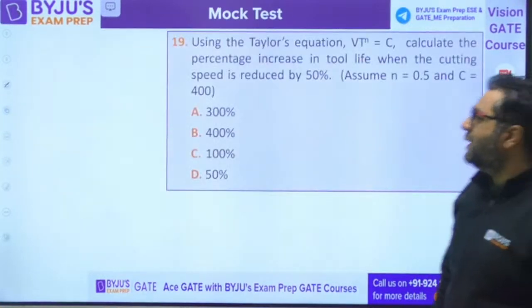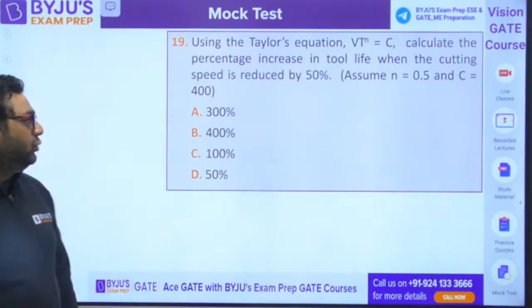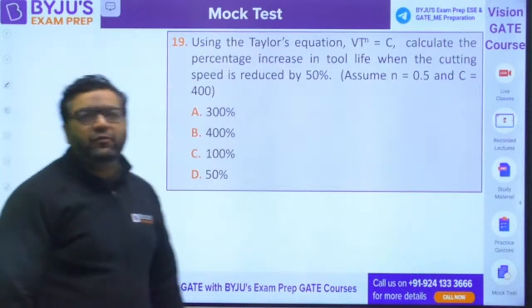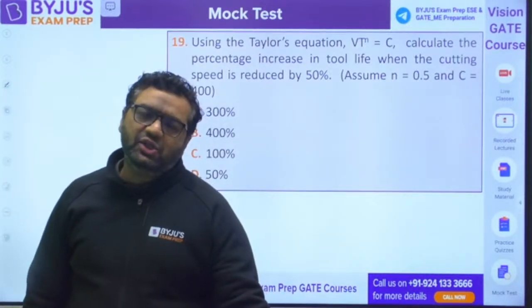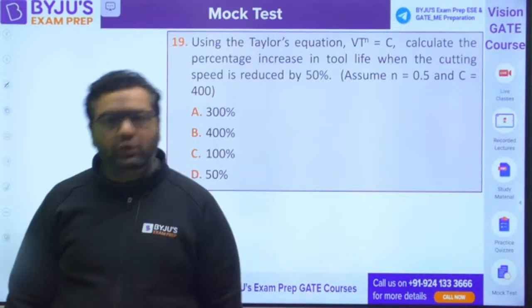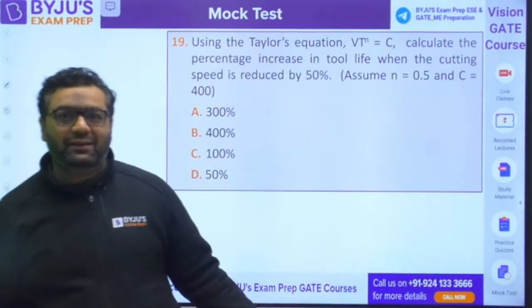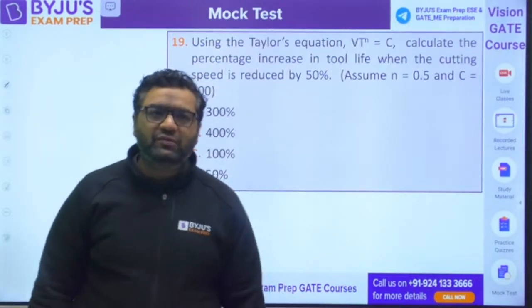Moving to question number 19, guys. Taylor tool-life equation. This is a very good question, and ISRO asks this type of question every year. I have taken a session on important topics for ISRO also, where I told you that the Taylor tool-life equation is there in almost every paper. That's why it is important.